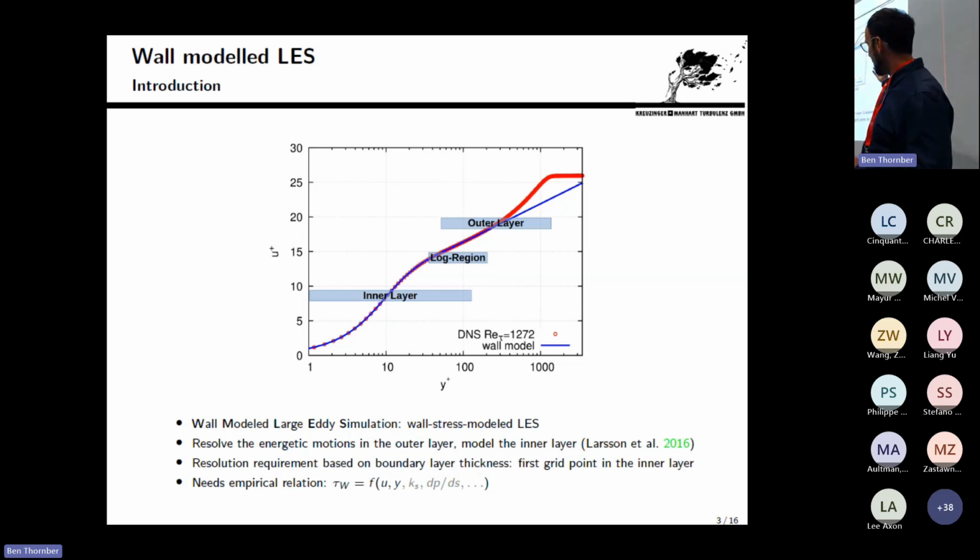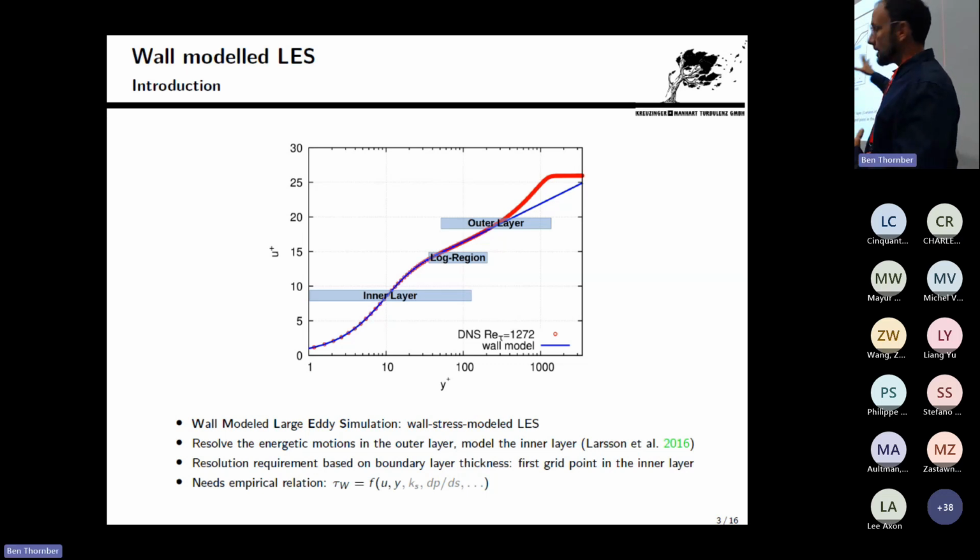Usually, in a wall-modeled LES, you say you have resolved the outer boundary layer. So the turbulent structures in the outer boundary layer are resolved by the LES, they are there by the grid. And you model everything which happens in the inner layer. From this, you directly have a resolution requirement for your wall-modeled LES: your first grid point should be, or has to be, in the inner layer. Then you take a pair of u and y and feed this into any function you want, usually, for example, the logarithmic law of the wall.